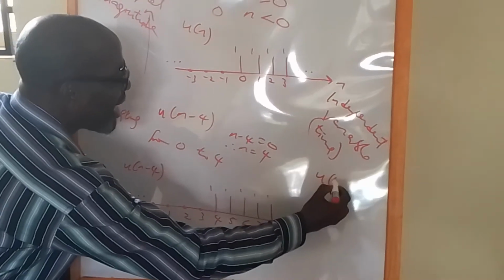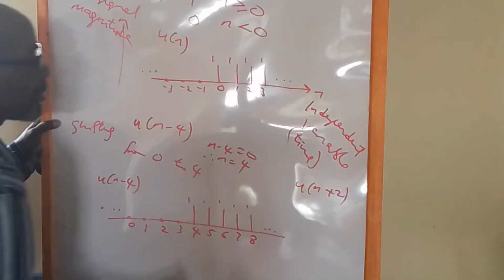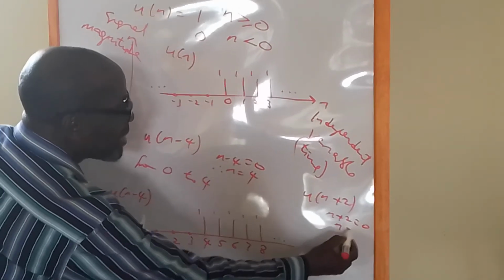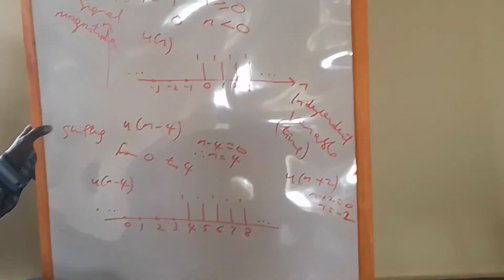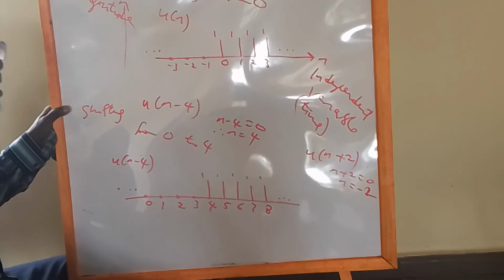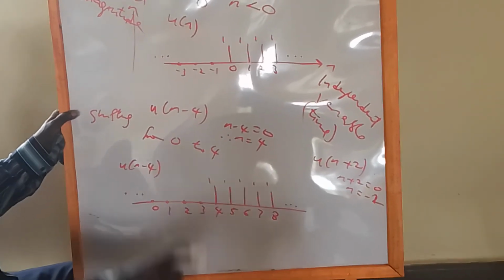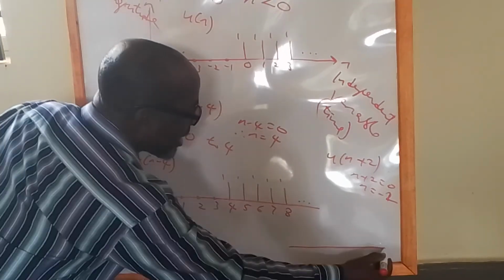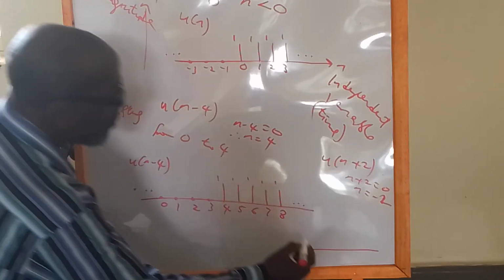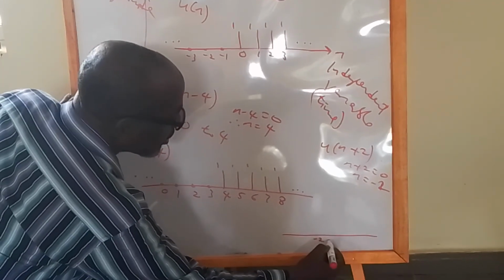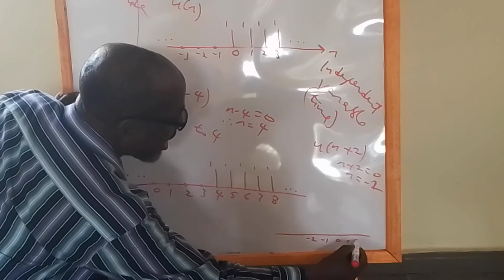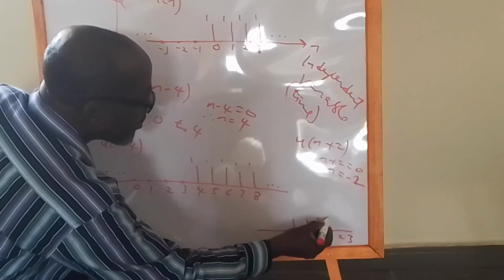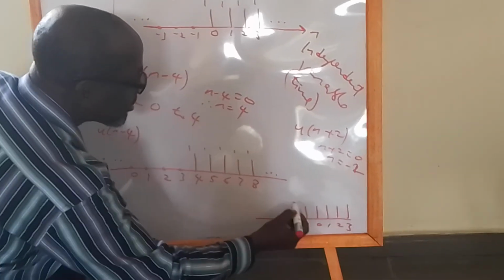Let me introduce another one. If I give you u of n plus 2, this means what? This means that n plus 2 equals 0, so n equals -2. We are not saying that n equals -2. We are saying that whatever used to be at 0 before should now shift to -2. So if I draw this one here, what used to be 0 before will now be at -2. This will be -1, 0, 1, 2, 3, so I'm going to have 1, 1, 1, 1, 1, 1, 1, 1.